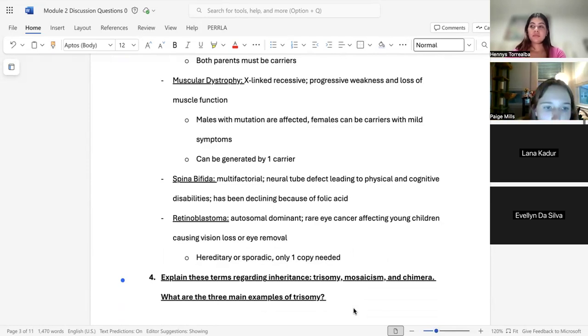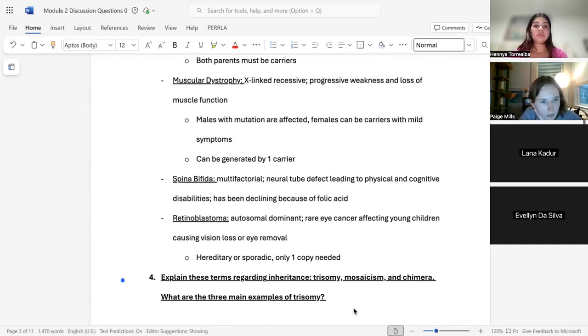Then muscular dystrophy, I think. It's an X-linked recessive inheritance pattern. It's the progressive weakness and eventual loss of muscle function. Usually males with the mutation are affected, and females can be carriers with just mild symptoms, and it can be generated by one carrier instead of two.